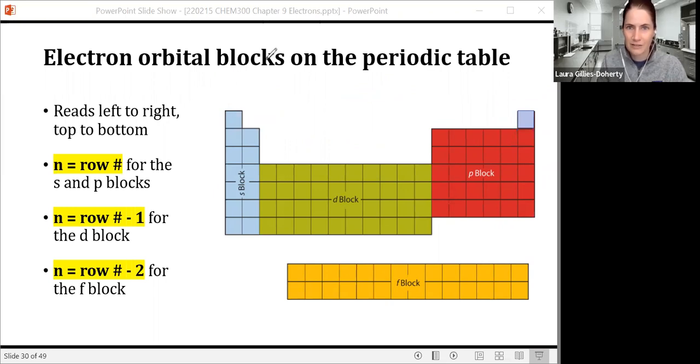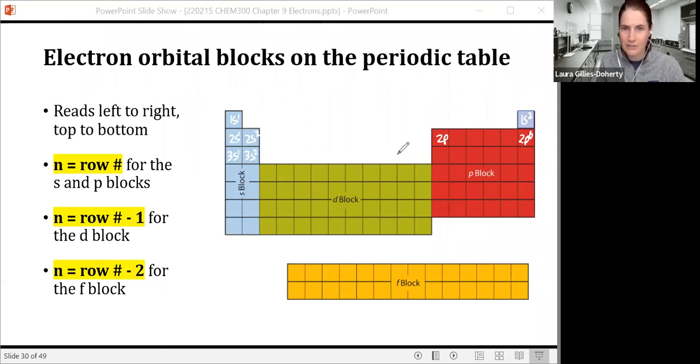So we've got our s block, 1s2, then you drop down to 2s2, then 2p, all the way to 2p6. Then you drop down to 3s, 3s1.